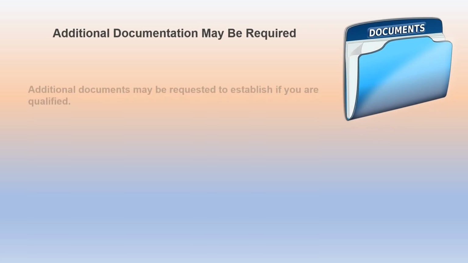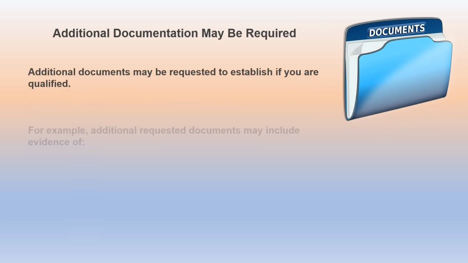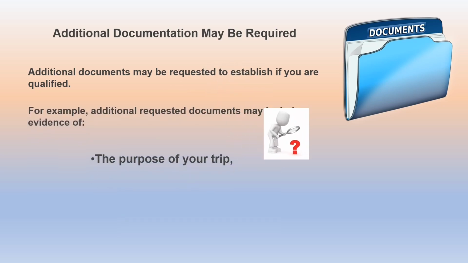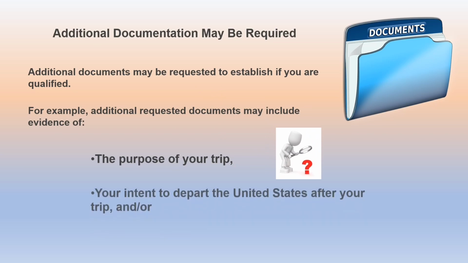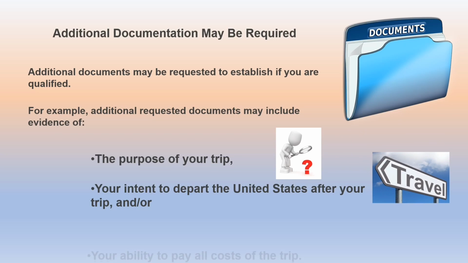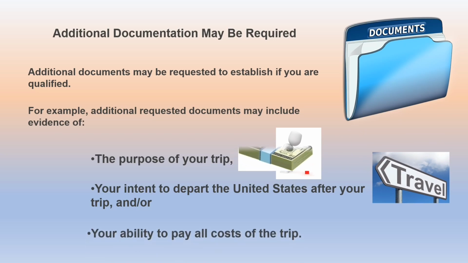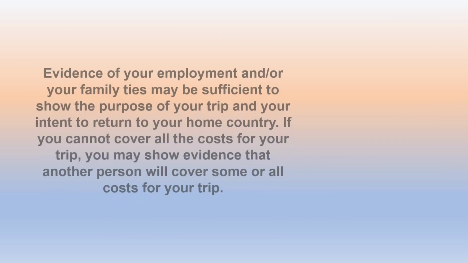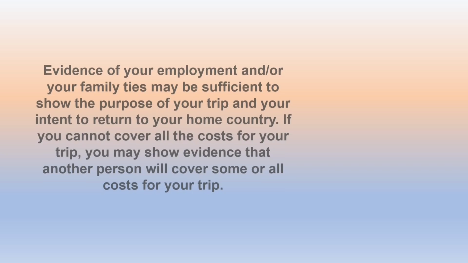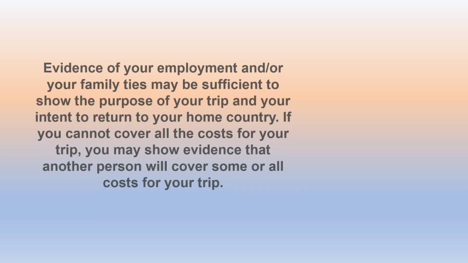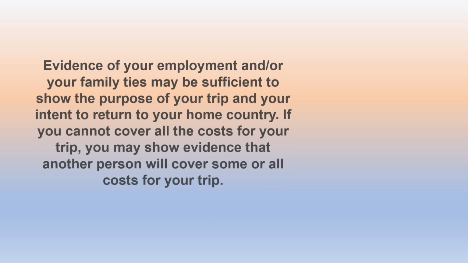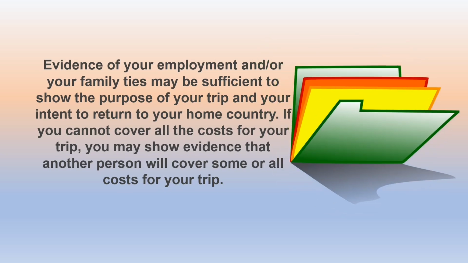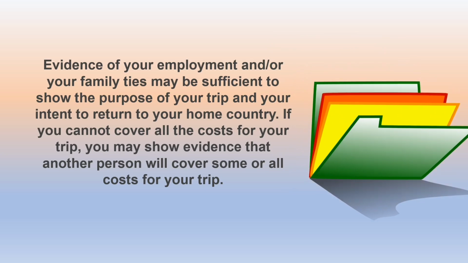There may be additional documentation required to establish if you are qualified. You must also provide evidence of the purpose of your trip, also evidence of your intent to depart the U.S. after your trip and/or your ability to pay all costs of the trip. Evidence of your employment or family ties may be sufficient to show the purpose of your trip and your intent to return to your home country. If you cannot cover all the costs for your trip, you may show evidence that another person will cover some or all costs for your trip.